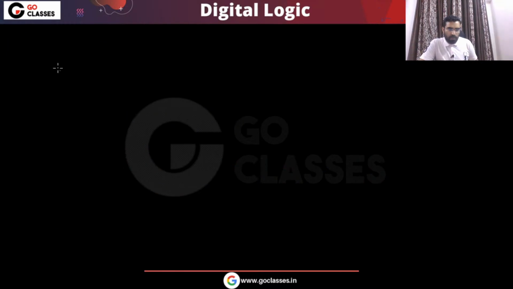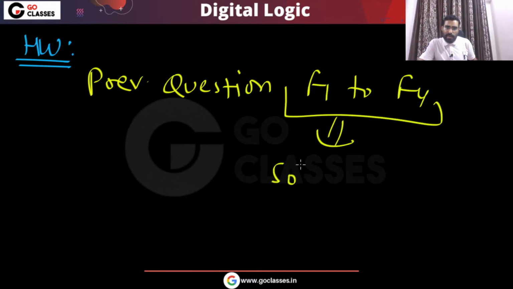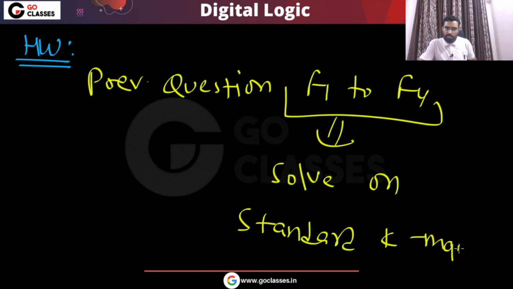So this is your homework. You can write your answer in the comment. This is your homework on the standard previous question. Previous question F1 to F4, solve on standard K-map. So this is the homework that I'm giving to you.